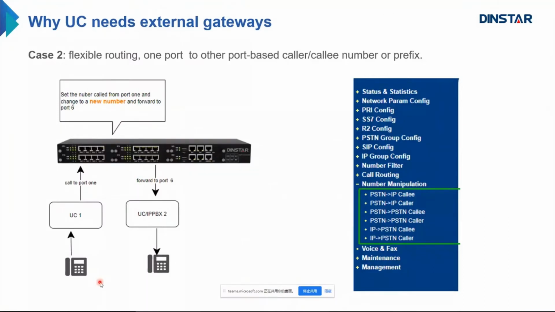Here is the example. If you use the extension and call UC1, it goes to, for example, port 1. After that, maybe some call policy needs to change, and you want to modify it to a new number and forward it to a certain number, a certain port. Then you can do that with our number manipulation. We can see a lot of directions, and you can control the caller ID and so on. So if you call UC1 and port 1, after changing the number it becomes a new number and is forwarded to port 6. After that, you may forward to another SIP trunk, maybe reaching PBX2 and going to the other extension. So this is a very flexible way to manipulate your caller ID and so on, depending on your needs. Okay.